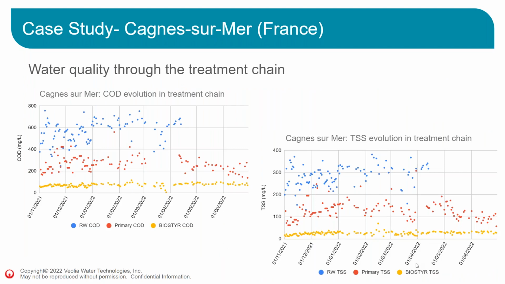Another thing, this is a Biostyr DUO. This is one of the Biostyr DUO for carbon removal. So, water quality through the treatment chain. Since it's for carbon removal, it's COD and TSS removal. You can see good performances for both the speed flow in red and the Biostyr in yellow that meet the criteria for TSS and for COD.